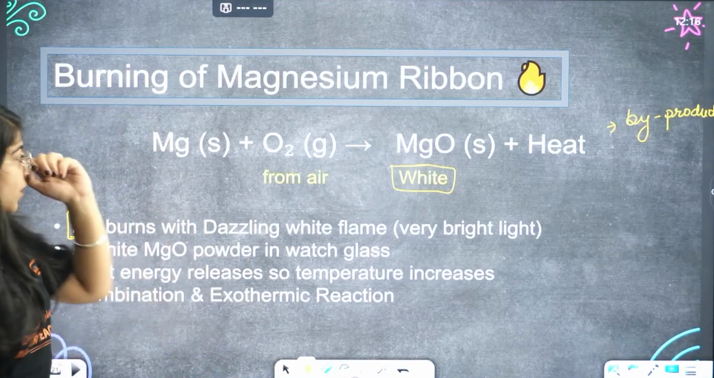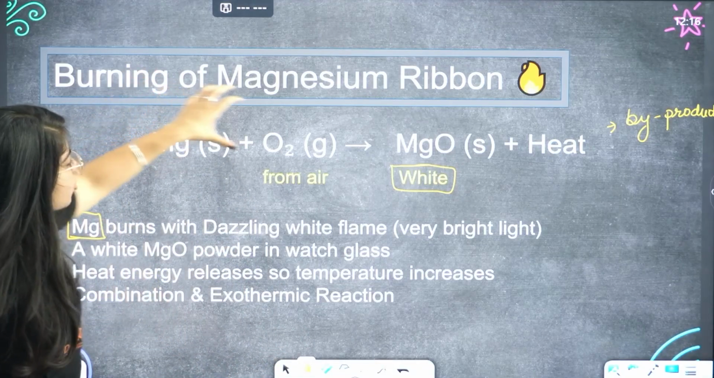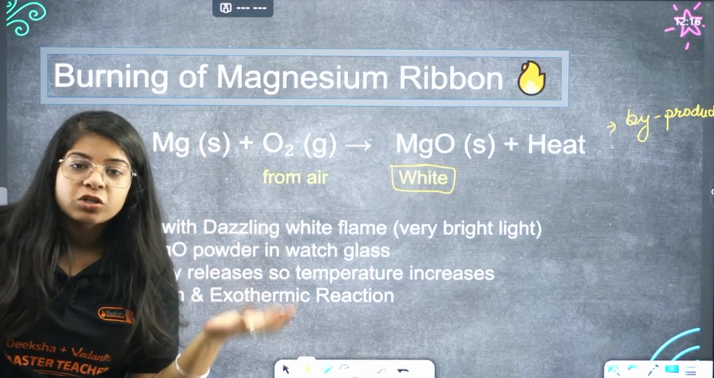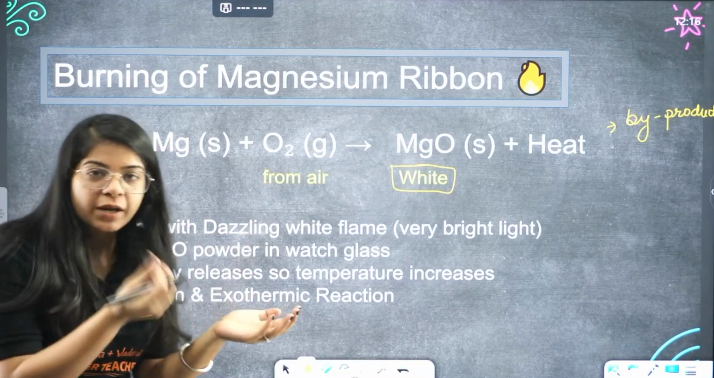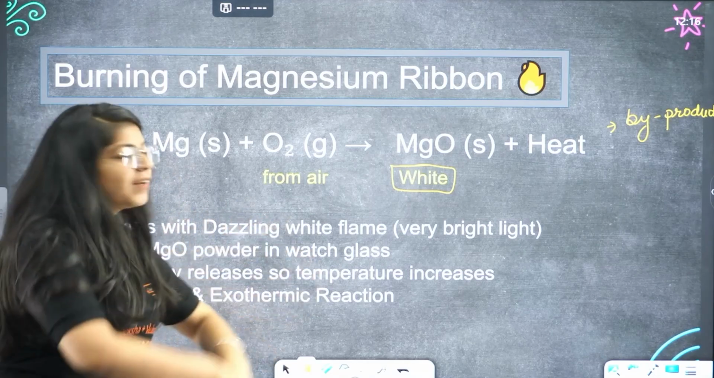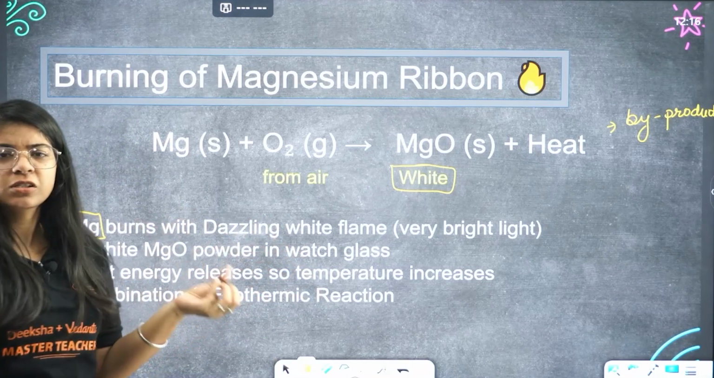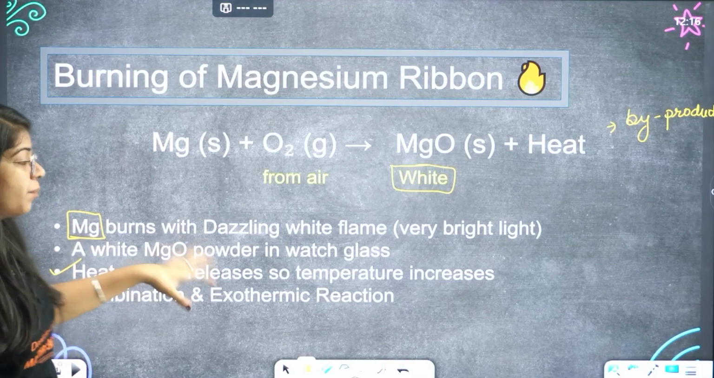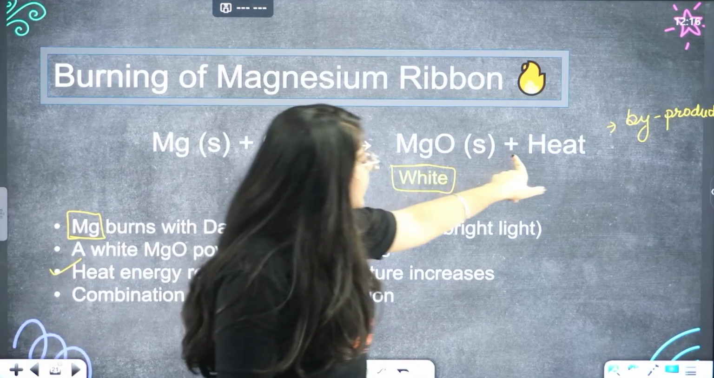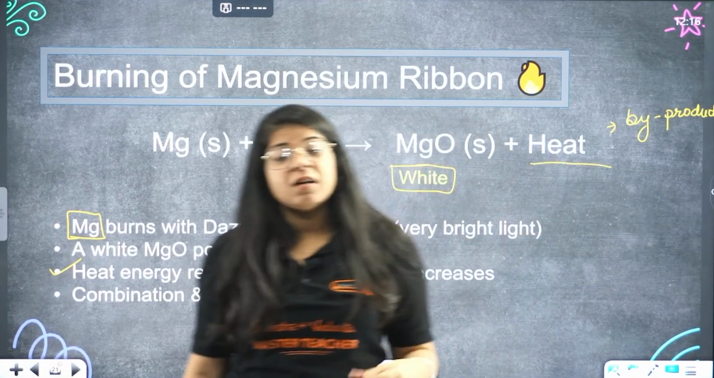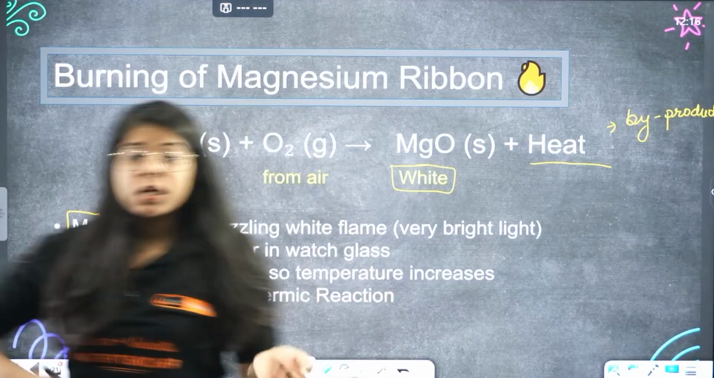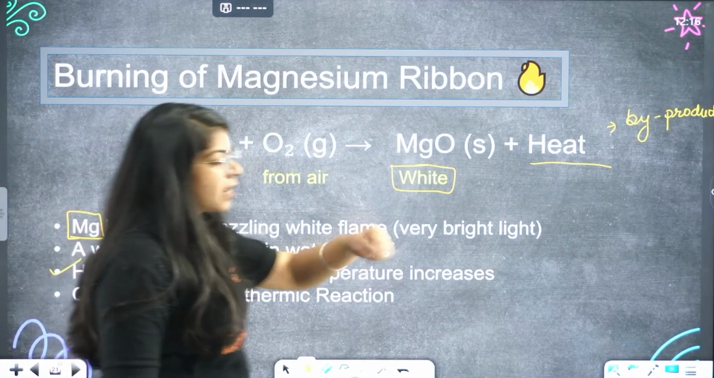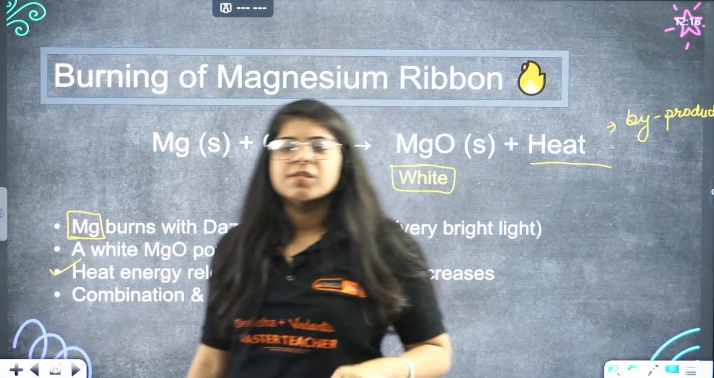So what they're saying is, when we combine magnesium with air, it becomes MgO, and we put that in a watch glass, we get a white powder. Also white flames come out of it with dazzling light as well. Heat energy is released, so temperature increases. We already saw that heat comes out of it. If heat comes out, that means temperature increases, right? And it is a combination and exothermic reaction. We will read exothermic reaction in some time, do not worry.